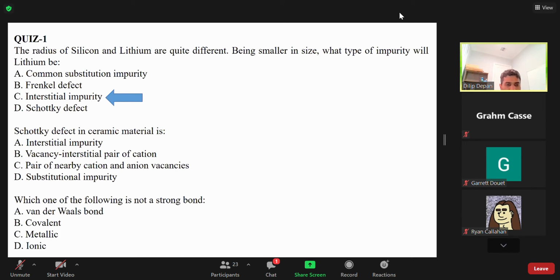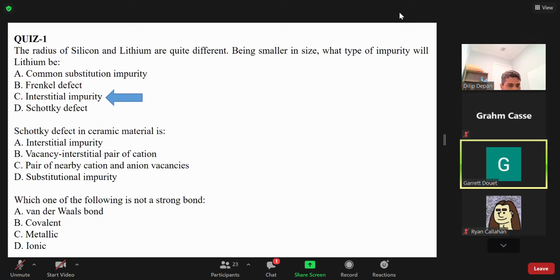Schottky defect in ceramic material is... and you can say it, you don't necessarily need to type it. If you do not have any issues with your microphone, you can just say it here. Schottky defect in ceramic material is it interstitial impurity? Was that C? It is C, the pair of nearby cation and anion vacancies.